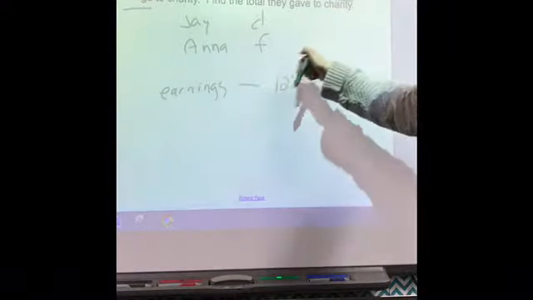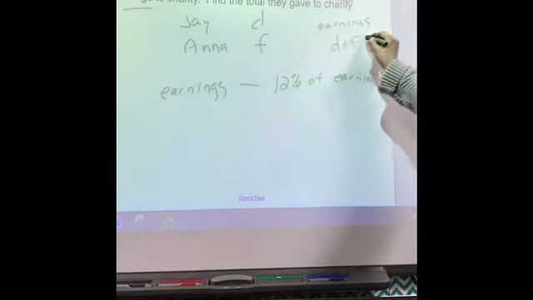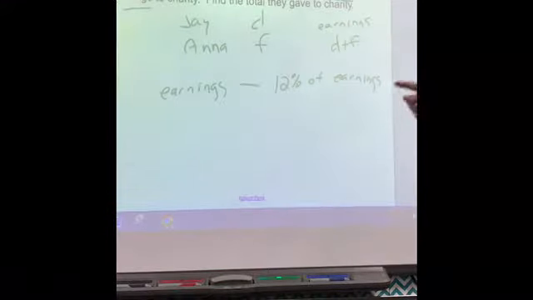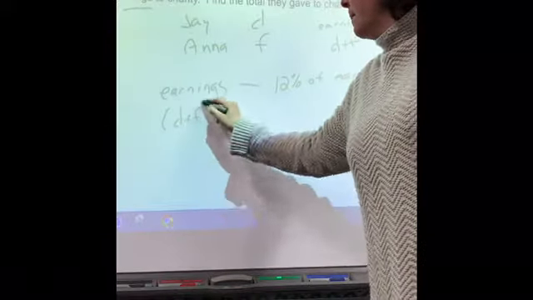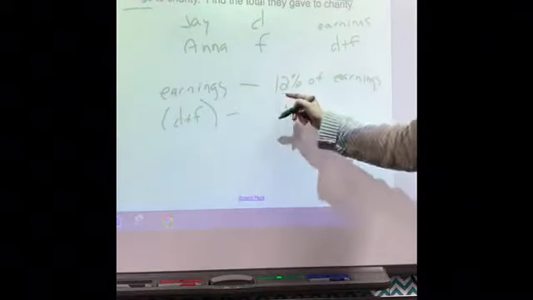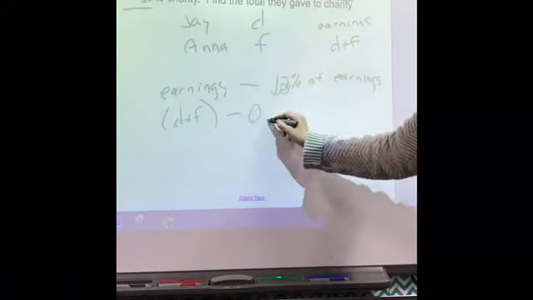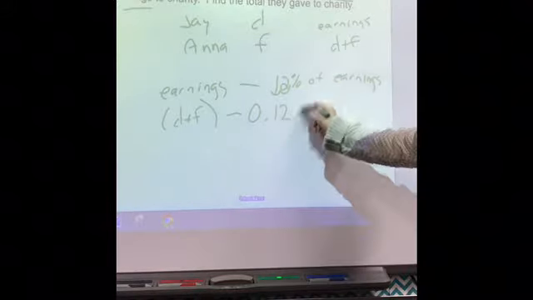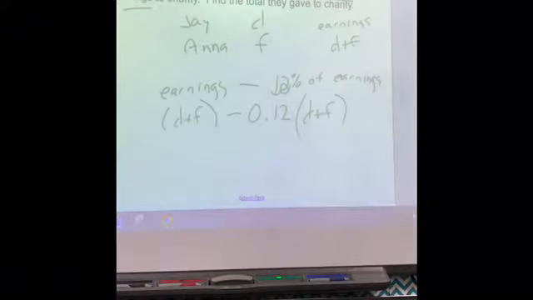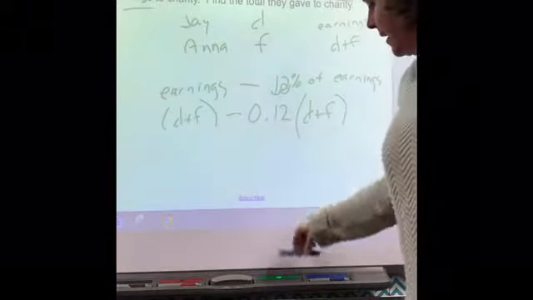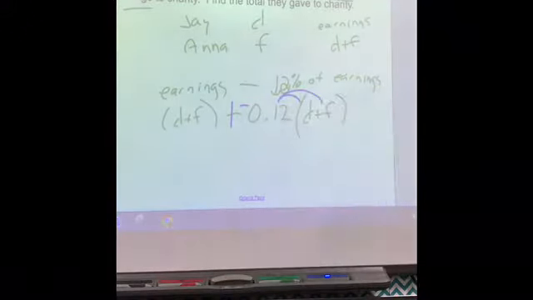So their earnings is how much they make together. So earnings is D plus F. You add their money together. So every time I see earnings, I'm going to put D plus F in parentheses. Minus 12%, have to turn it to a decimal, move my decimal point over 2 places to the left. 0.12 of is multiplication. Every time I saw earnings, I put D plus F. Now I need to simplify. I'm going to add the opposite so I don't lose that negative sign. And I'm going to distribute.